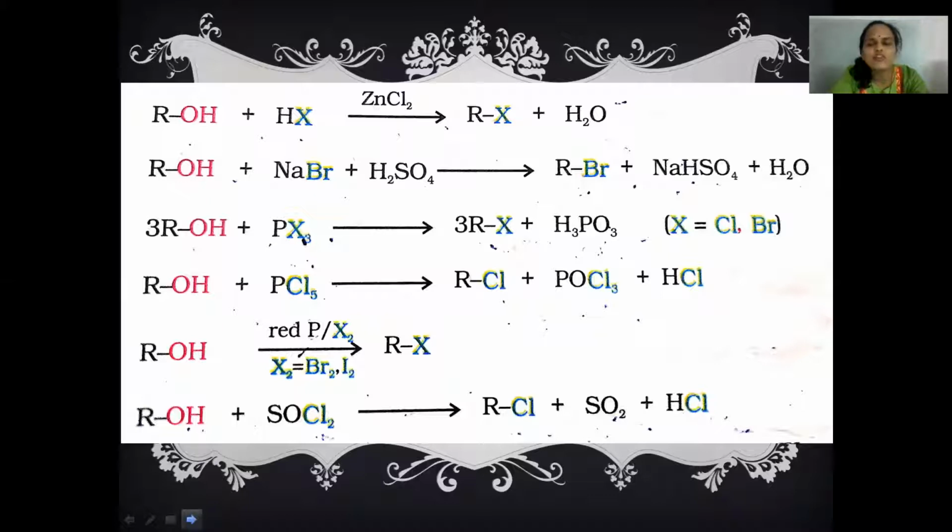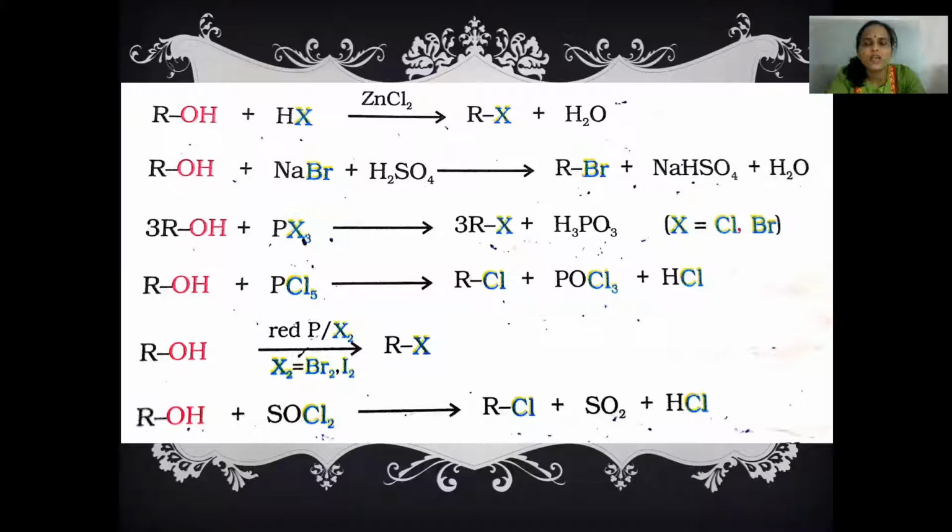Then alcohol on treatment with red phosphorus in the presence of halogen X2, where X2 can be Br2 or I2, gives alkyl halide RX. And the last method: alcohols, ROH, with thionyl chloride, SOCl2, give RCl plus SO2 plus HCl, and this is the best method of preparation of alkyl halides from alcohols.